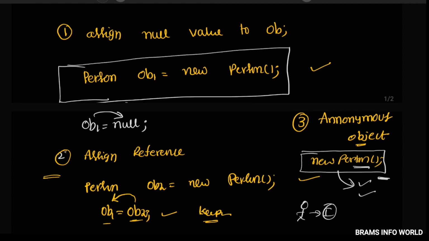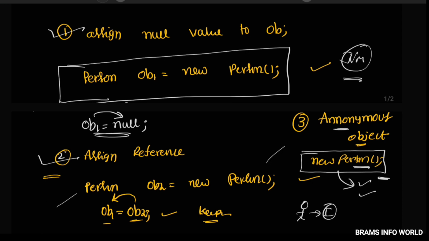So no worries. Directly you have to eat ice cream from the particular shop, right? So there are three ways: assigning a null value, assigning the reference, and the third one is an anonymous object. These are the three ways an object can become unreferenced or unused. Basically everything is done by the JVM, but if you want to do the cleaning process yourself, then these are the three approaches.